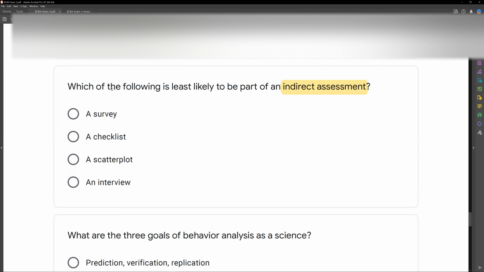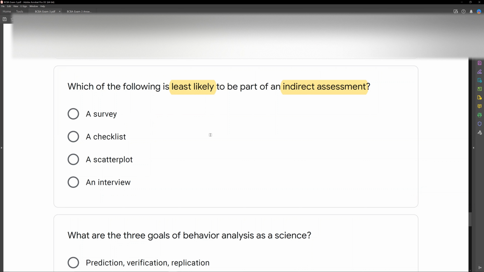In this case, we're looking for the procedure or the assessment which is going to be the least likely. So 3 of these are most likely to be indirect assessments. 1 is not. A survey. Is a survey probably an indirect assessment? Yes. With the survey, what are you doing? You're handing out or distributing a couple questions, having them fill out, and then you're making your own evaluations. You're not actually observing anything occur.